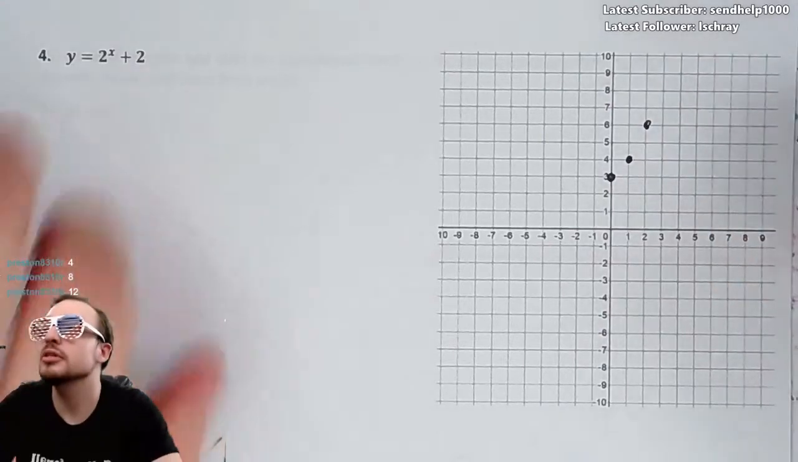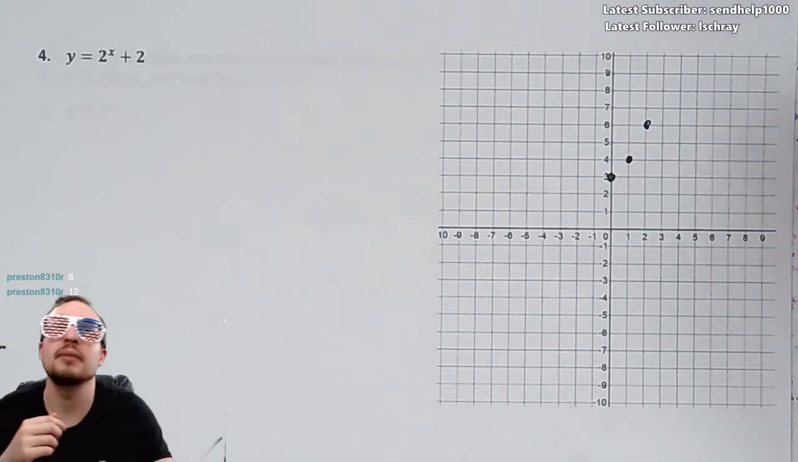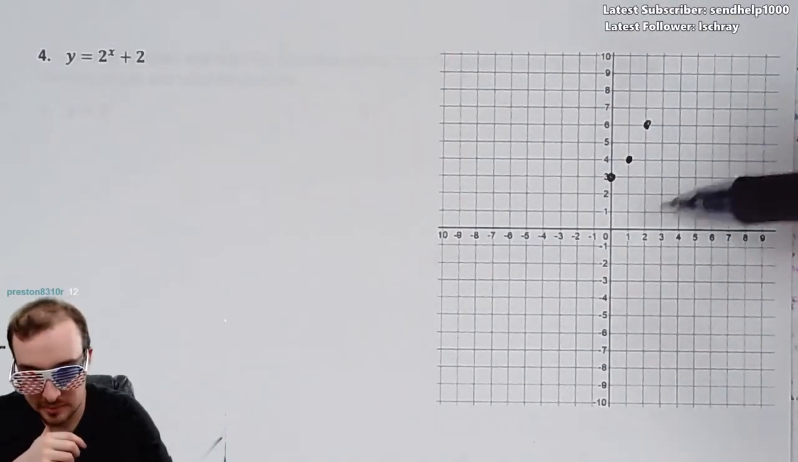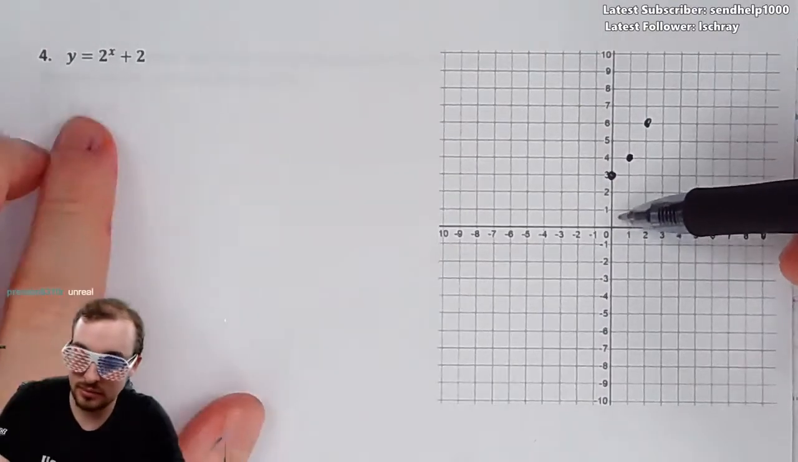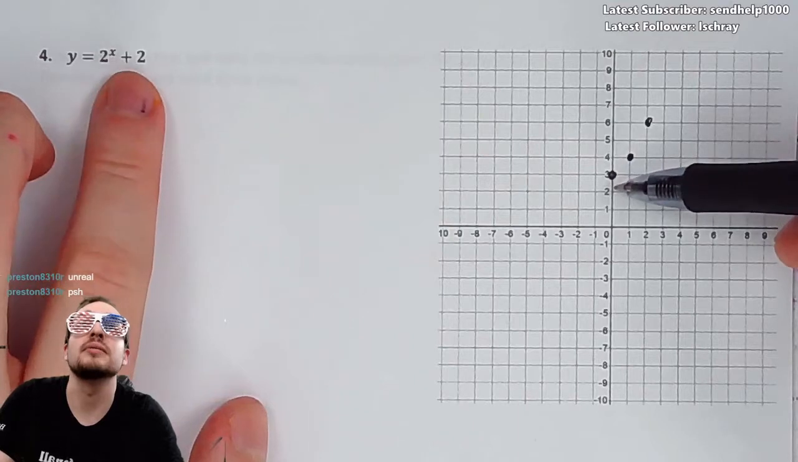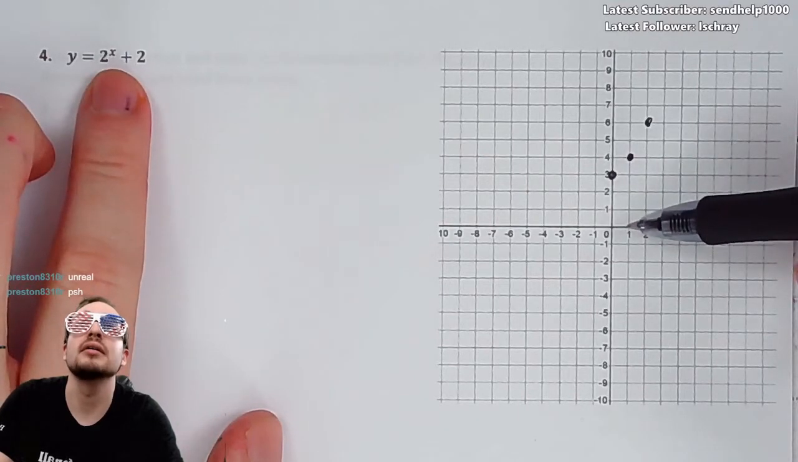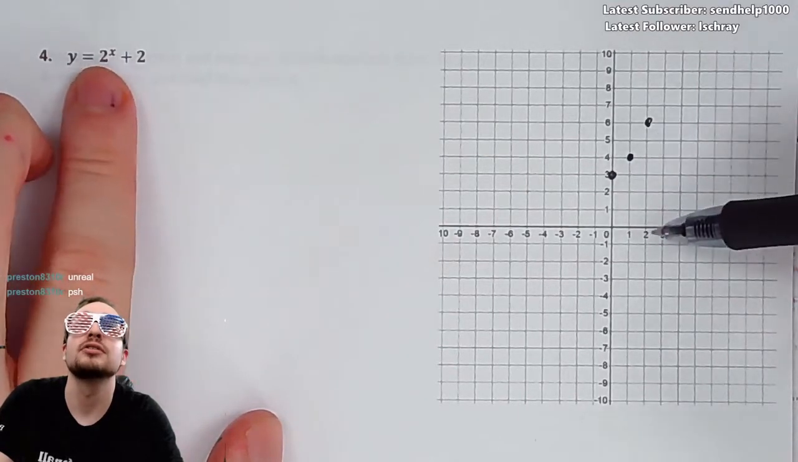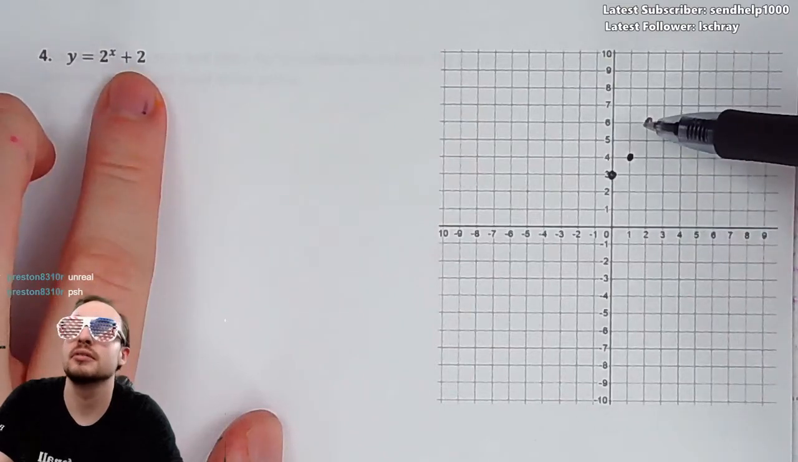Let's check the numbers you listed. Is there a 6 on there? Appears not. 0, 1, and 2. 0 gets 3 because we get 1 plus 2. 1 gets 2 plus 2, which is 4. 2 gets 4 plus 2, which is 6.